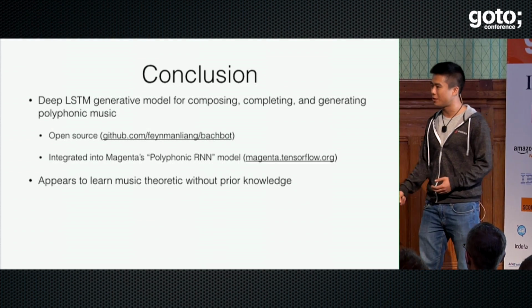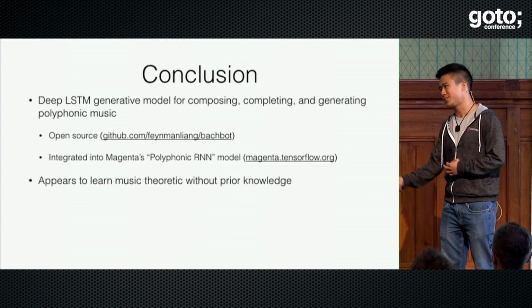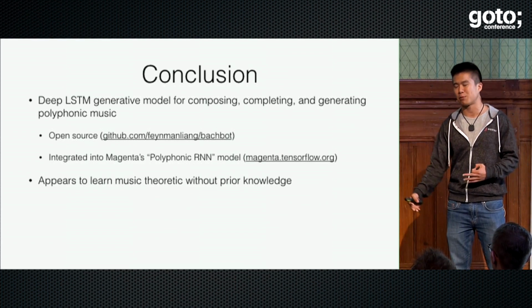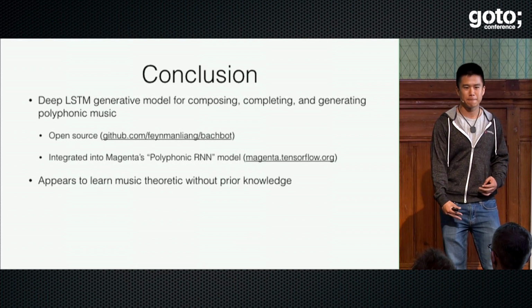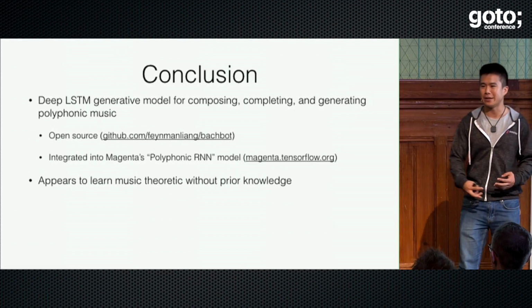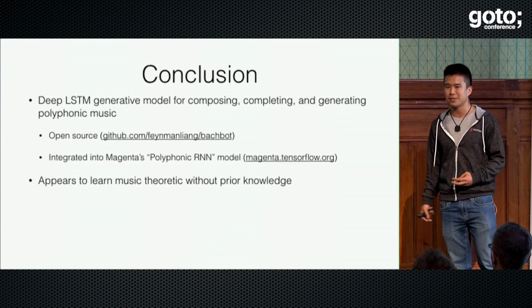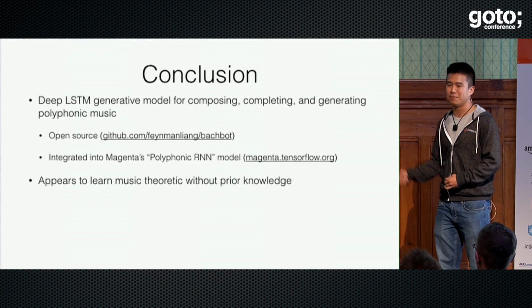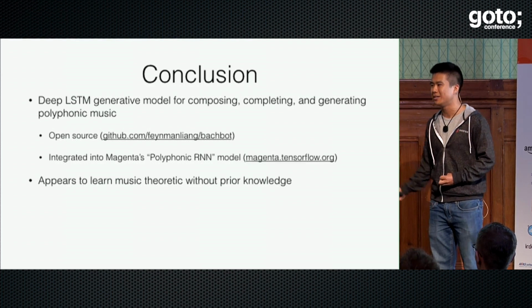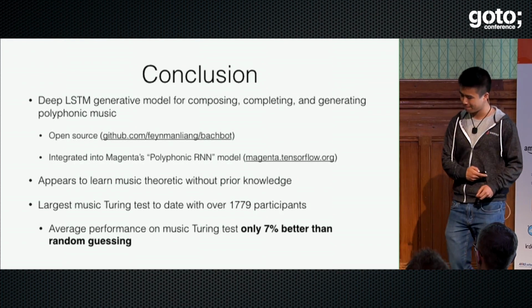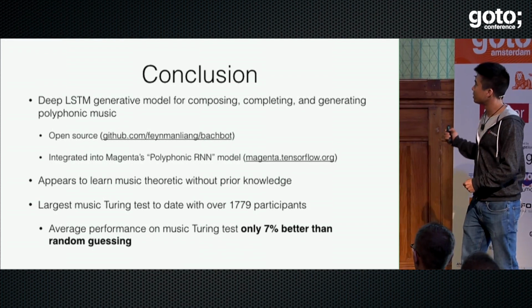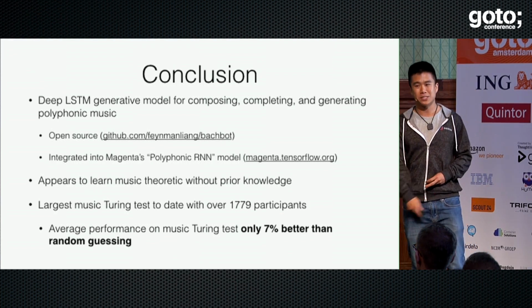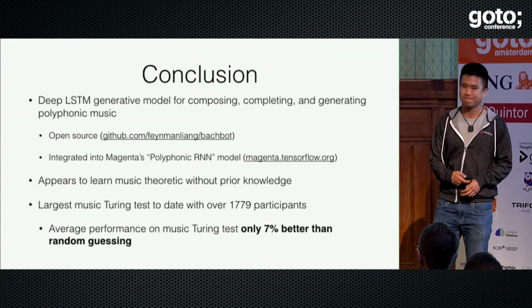The model appears to learn music theory without any prior knowledge. We didn't tell it, this is a chord, this is a cadence, this is a tonic. It just decided to figure that out on its own in order to optimize performance on an automatic composition task. To me, this suggests that music theory, with all of its rules and all of its formalisms, actually is useful for composing. In fact, it's so useful that a machine trained to optimize composition decided to specialize on these concepts. Finally, we conducted the largest musical Turing test to date with 1,700 participants, only 7% of which performed better than random chance.